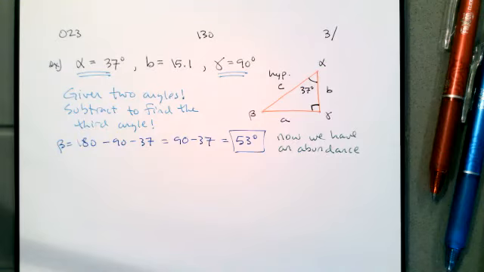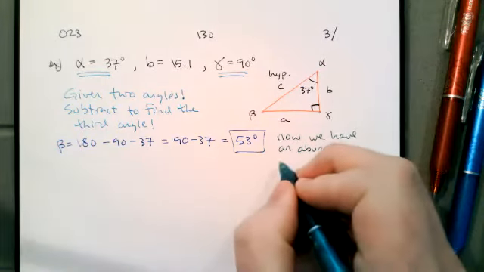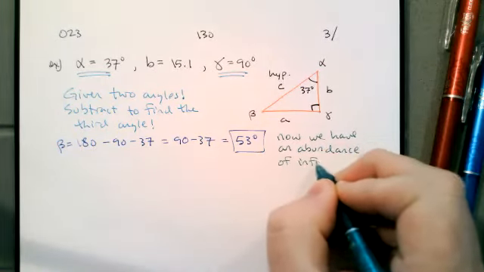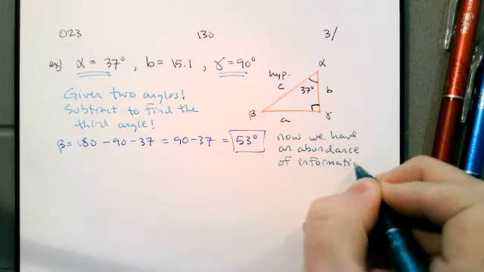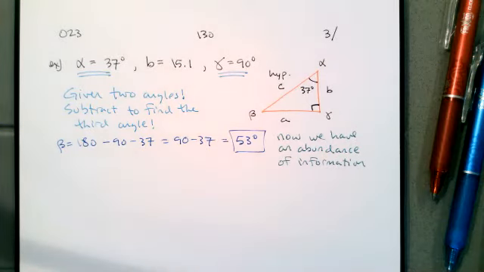So now we have an abundance of information. Any questions? That's what we want as our first strategy. If we have two angles, subtract to find the third angle. As soon as you have two angles, subtract to find the third angle.